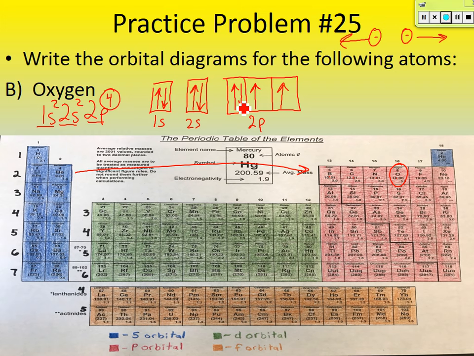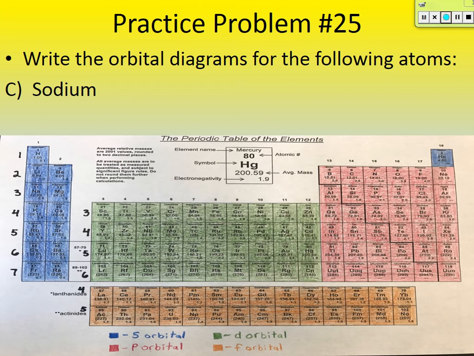Anyway, that is our answer. That is the orbital diagram for oxygen. Okay, knowing that, let's see if you can do sodium by yourself. Sodium, okay? It's sitting right here on the periodic table. I'm going to hit pause. You guys should too. Try it, see if you can get it right, then hit play.